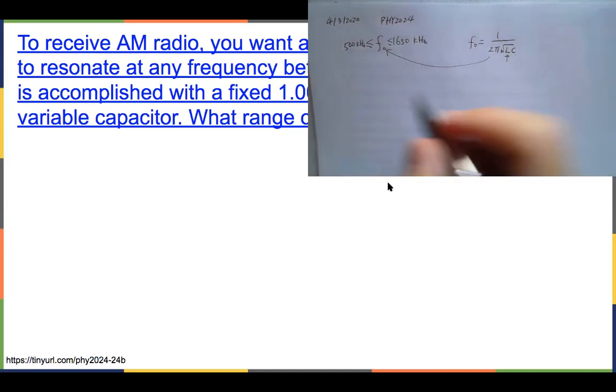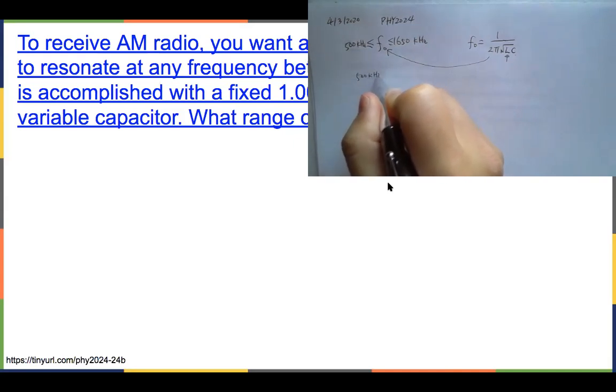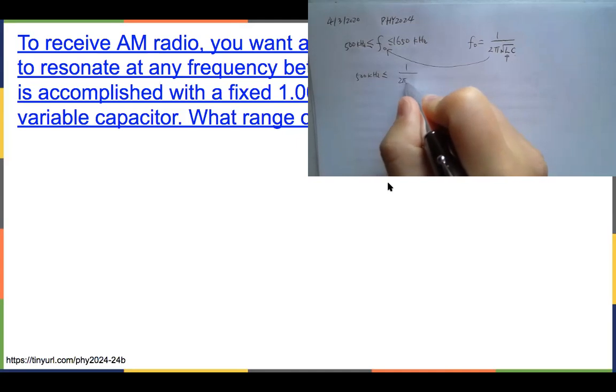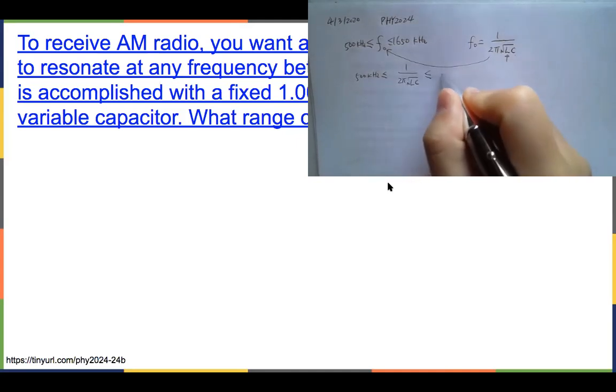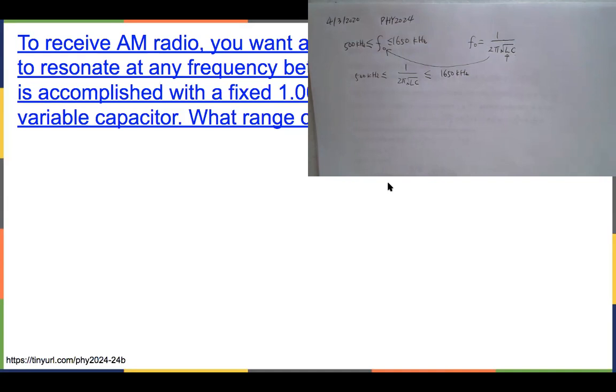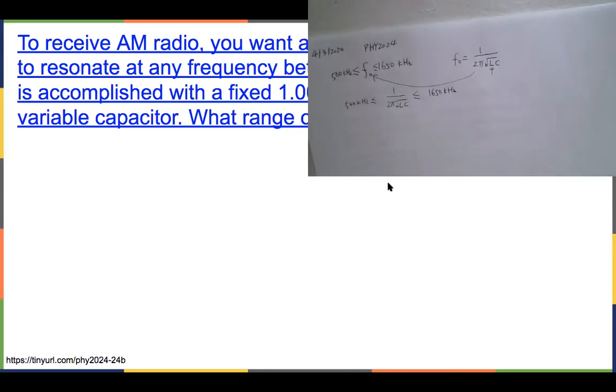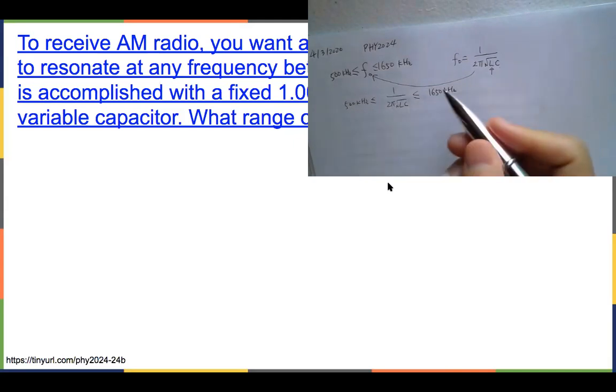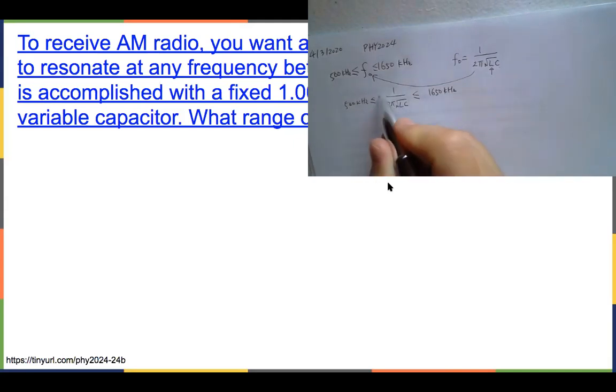So basically this will tell you 500 kilohertz is less than or equal to 1 over 2 pi square root of LC, which is less than or equal to 1650 kilohertz. Then we can solve for this and get a range of C. If you multiply each side by 2 pi, that will get rid of the 2 pi here, so you put 2 pi on each side.